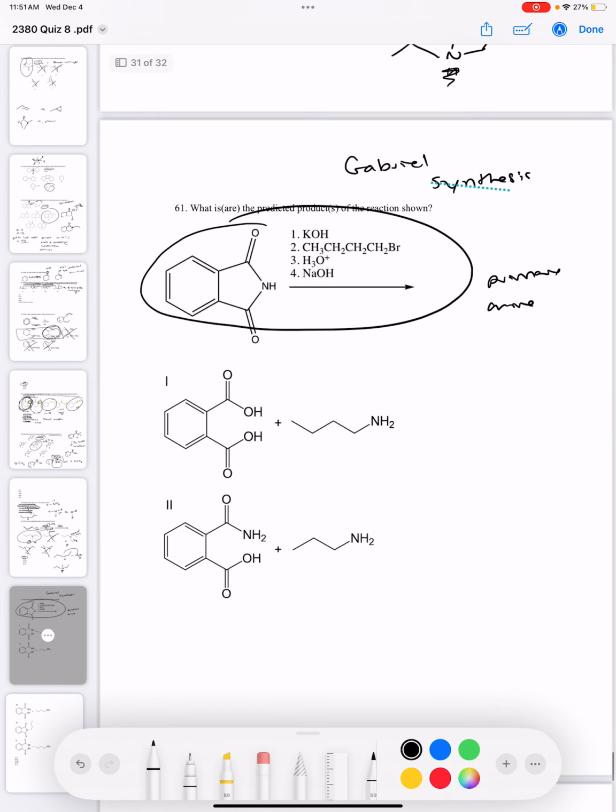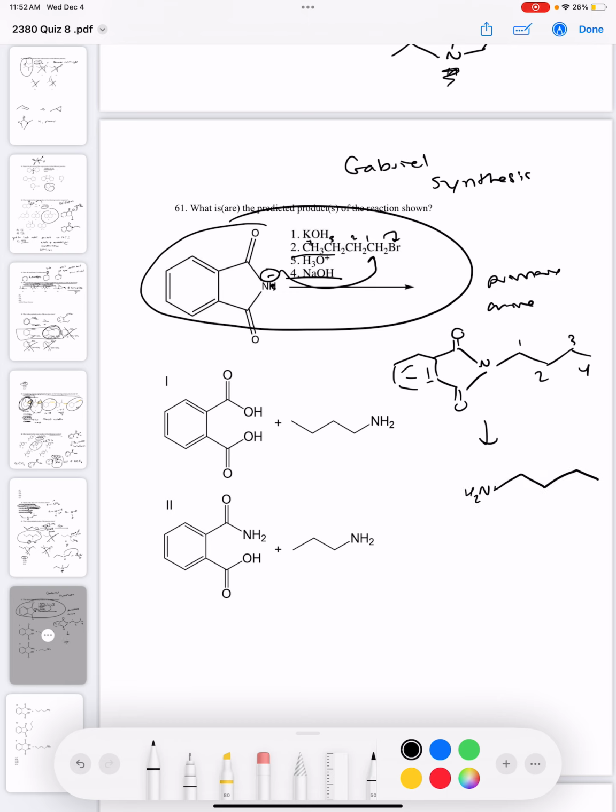But essentially what happens is this goes in minus, and then this attacks here and kicks this out, and then 1, 2, 3, 4. So you'd get this structure within, and then 1, 2, 3, 4, right? Carbon 1, 2, 3, and 4. And then these next two steps right here will essentially release that and give you your NH2 with 1, 2, 3, 4. So this would be your product. So let's count 1, 2, 3, 4. So this is probably the right answer.